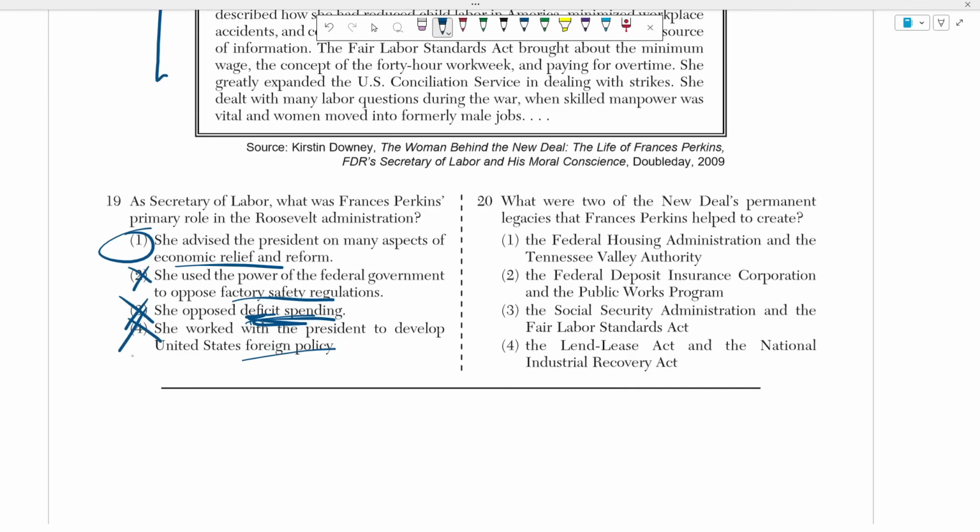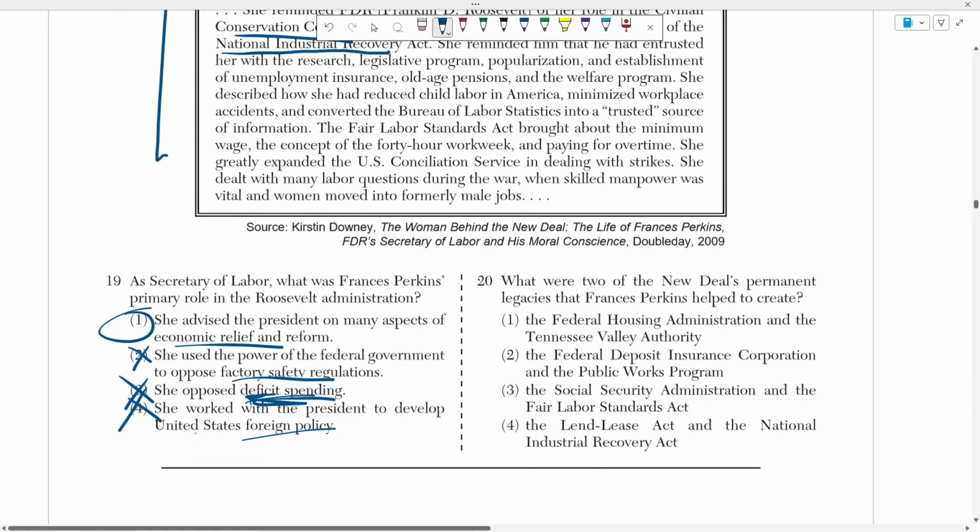20 asks, what were two of the New Deal's permanent legacies that Frances Perkins helped create? So that's going to be the Social Security Administration and the Fair Labor Standards Act, right? Federal Housing Administration and the Tennessee Valley Authority has nothing to do with this. This has nothing to do with Tennessee or housing. This has something to do with labor.